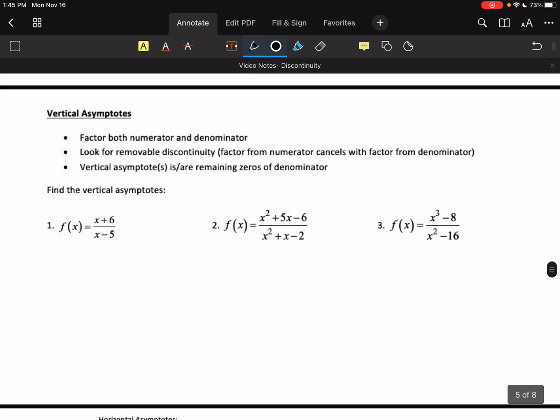So vertical asymptotes. Okay, vertical asymptotes come from my denominator equaling 0. Okay, now the steps we're going to take to find vertical asymptotes.